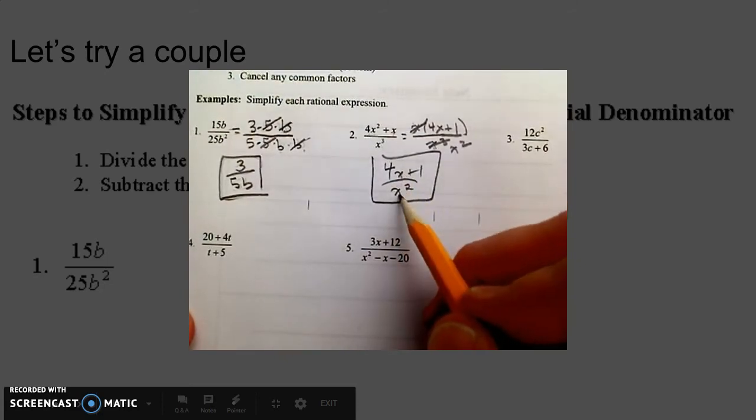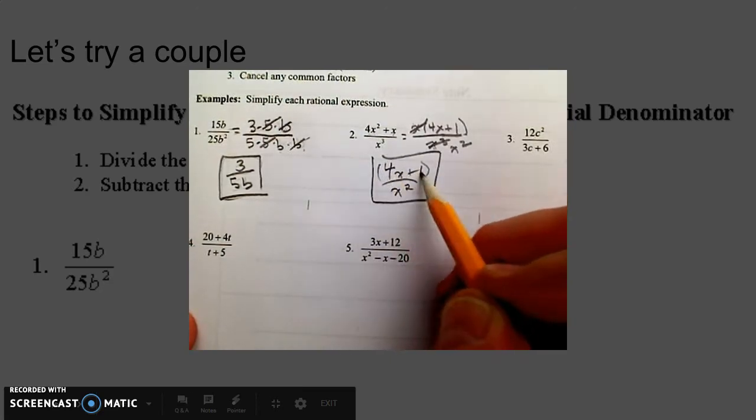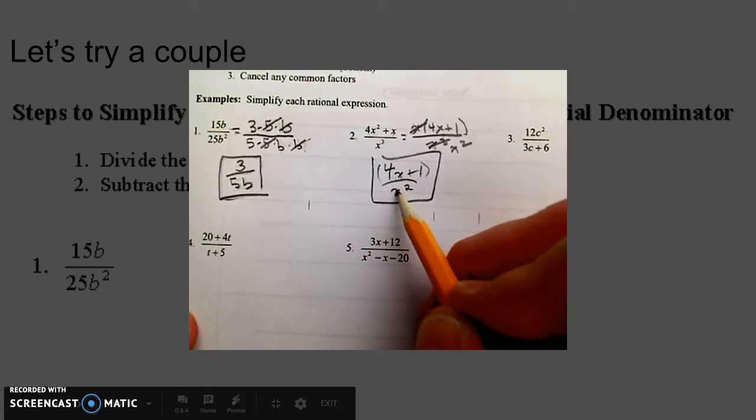Even though I see an x, and then there's x's in the denominator, because there's 4x plus 1, I have 2 terms here. I can't go inside of this term and cancel this.